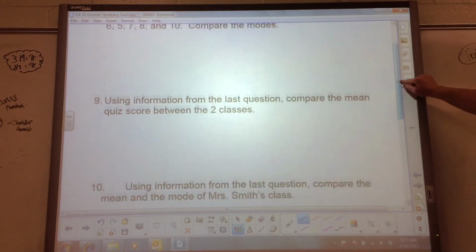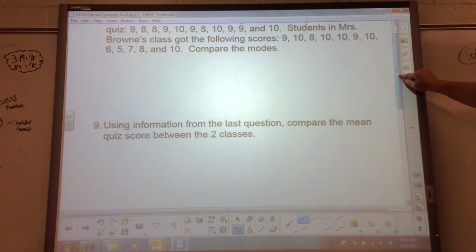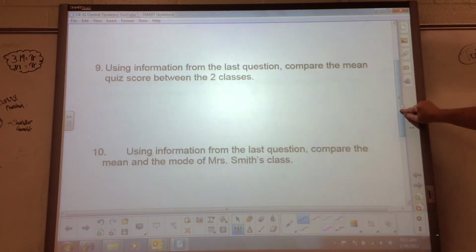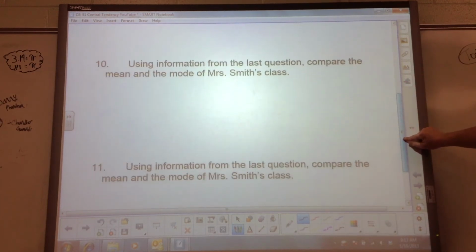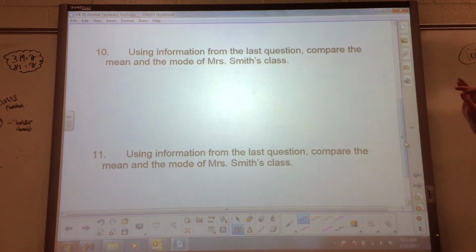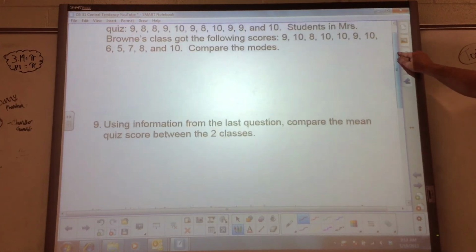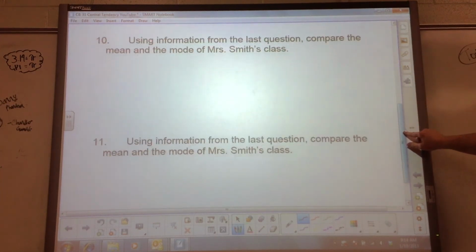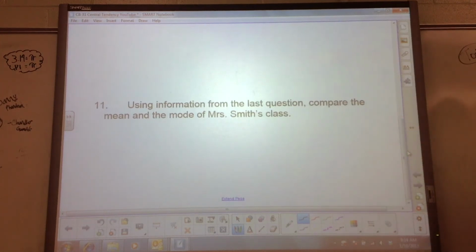And compare the modes. Oh, we've already done that. Oh, okay, I'm sorry. Using the information from the last question, compare the mean and the mode of Mrs. Smith's class. So what you would do there is find, of just Mrs. Smith's class, the mean and mode and compare the 2. The mode, for example, might have been 2 points higher than the mean or something like that. So there it's asking you specifically about Mrs. Smith's and just in that data set. So you've got to be careful how the questions are worded. Okay?